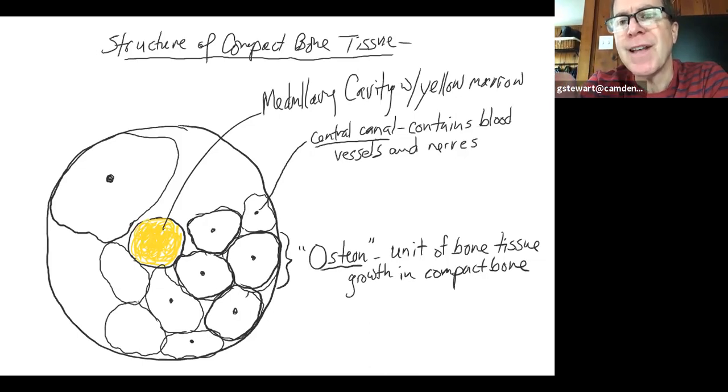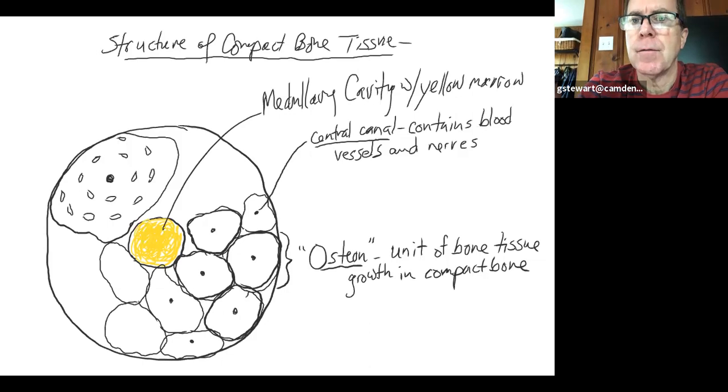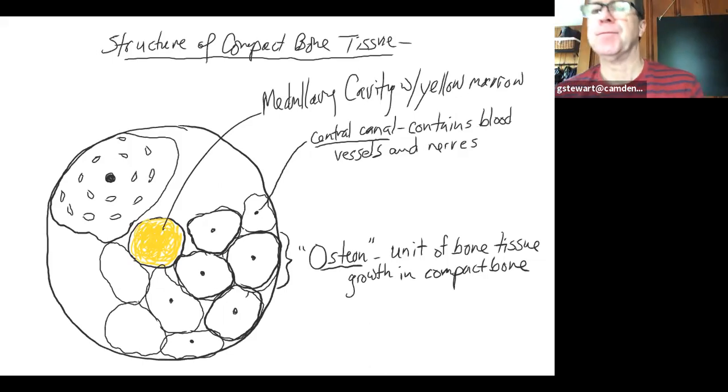Now, outside of that central canal, we have a pattern of these little tiny cavities in a ring-like structure. They're little cavities or caves where living bone cells live. And they sort of form rings around the central canal like this. Remember, the central canal contains blood vessels. That's where this tissue gets its nutrition.